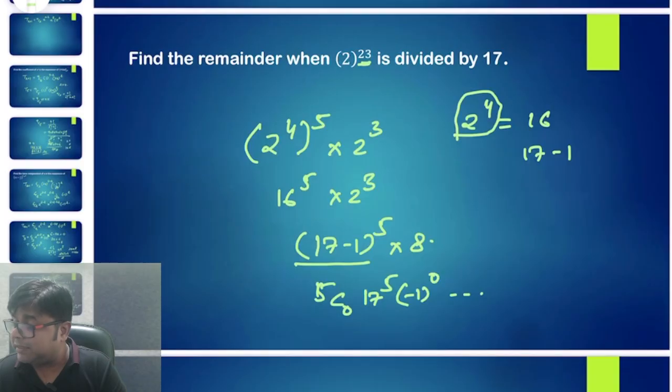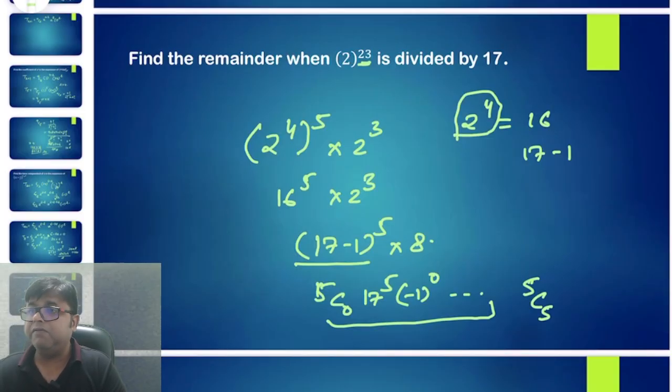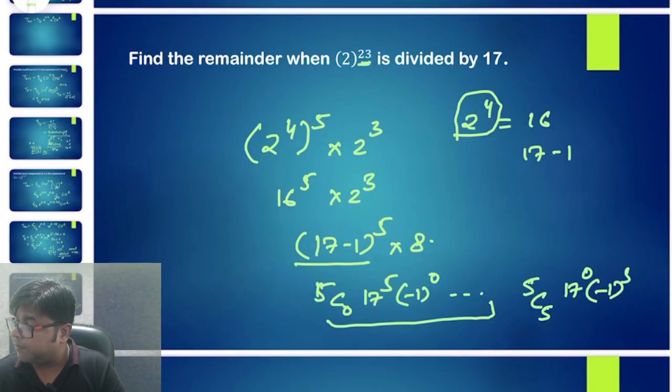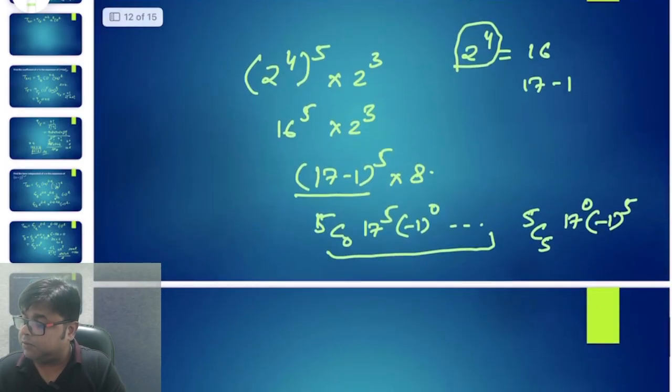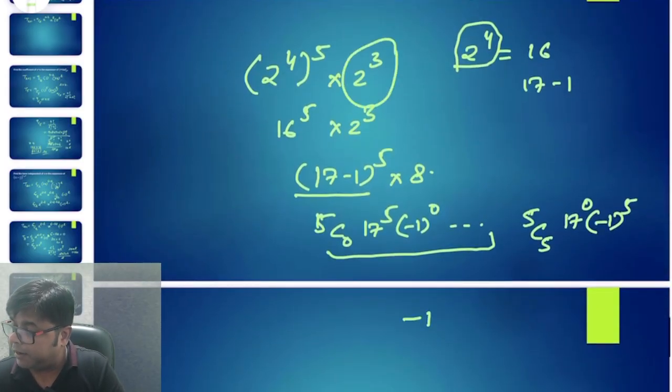And if I look at the last term, only the last term will give me the remainder that I've expressed, because all the other terms will be divisible by 17, since all of them have a power of 17, except the last term, 5c5, 17 to the power 0, and minus 1 to the power 5. This will give me minus 1, and outside we have 8, so the remainder will be minus 8.